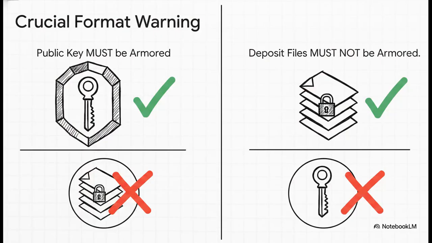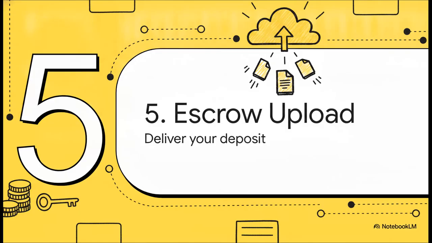And that brings us to a major format warning tied to the new RFC 9580 standard. Remember how we said the public key you pasted into the control center had to be ASCII armored? Well, your actual encrypted escrow deposit files, the ones you're about to upload, must not be ASCII armored. Make sure you hardcode that distinction into your automated scripts or your deposit won't go through. Almost at the finish line.